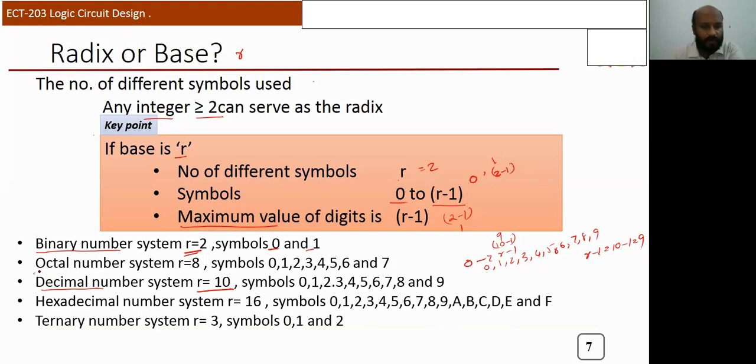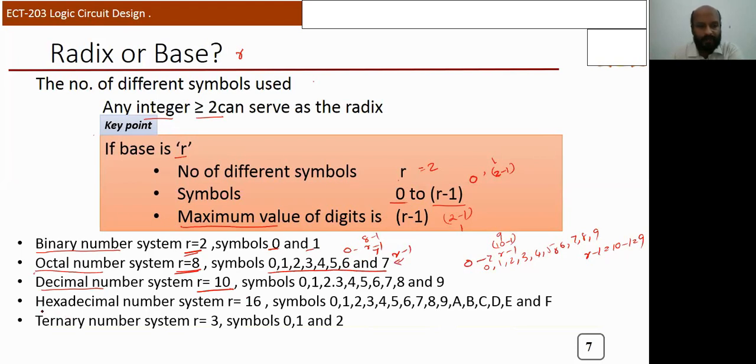Now what do you mean by octal? Octal means the base r is equal to 8, which means 8 different symbols are used, from 0 to r minus 1. Here r is equal to 8, 8 minus 1 means 7. So 0 to 7. And the maximum value is r minus 1, which is equal to 7.